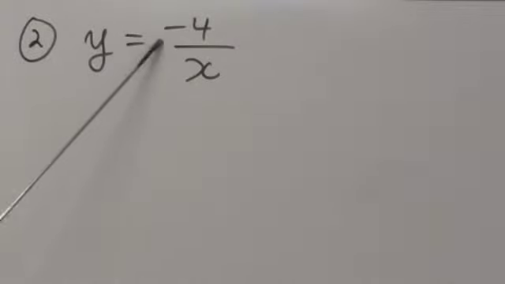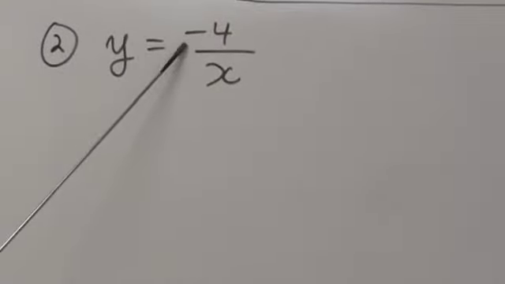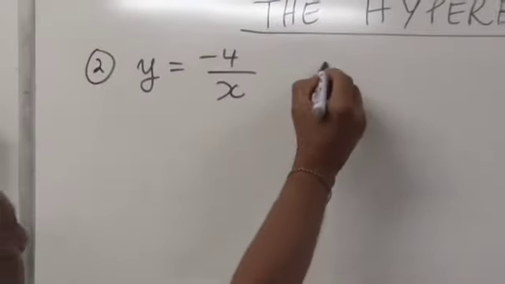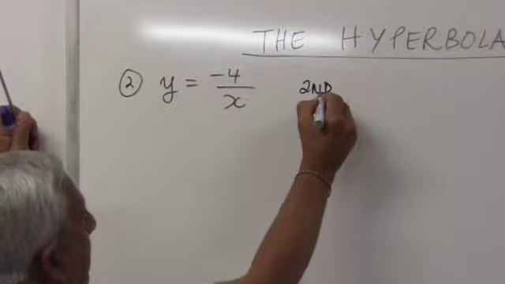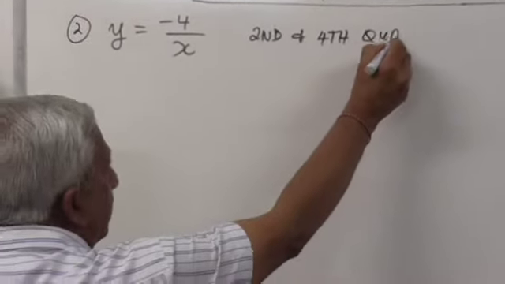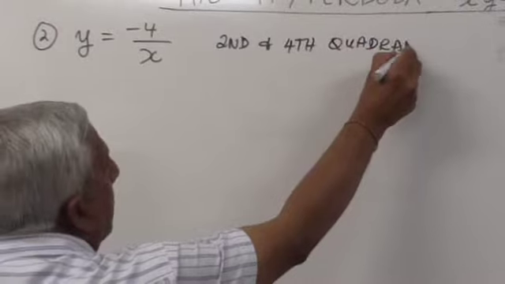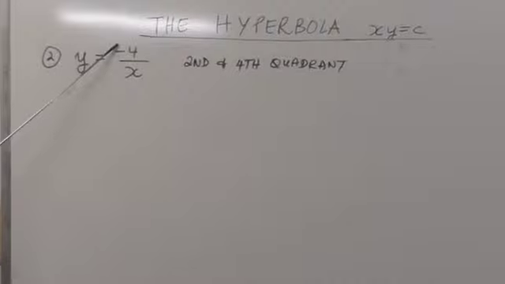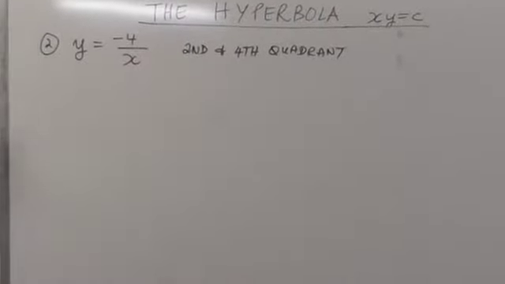Alright, y is equal to minus 4 divided by x. Because that is negative, straight away you know that this graph will be in the second and fourth quadrant. However, we will draw the graph and you can see from there. But you should know that. If this is negative, it will be second and fourth quadrant.